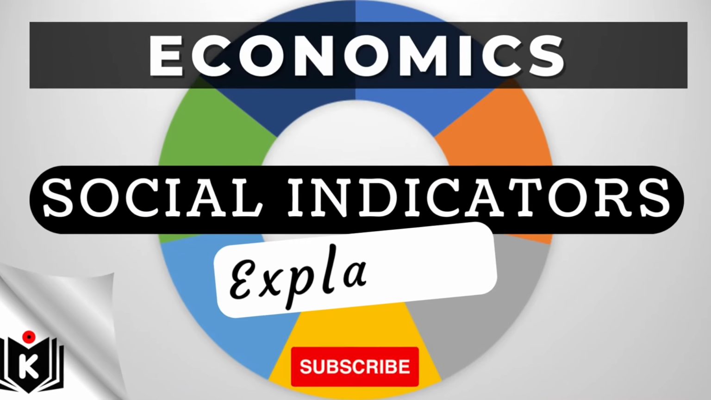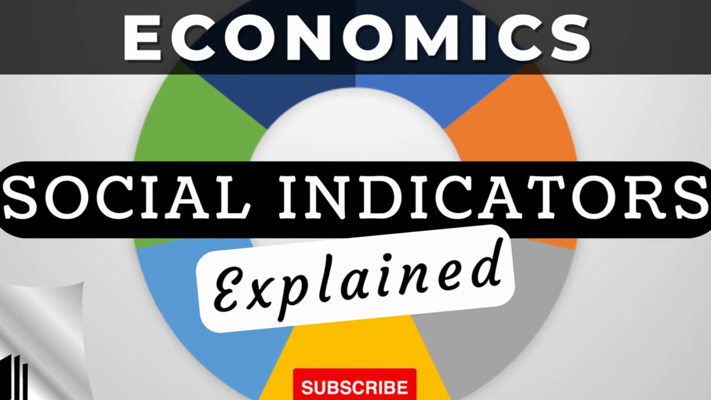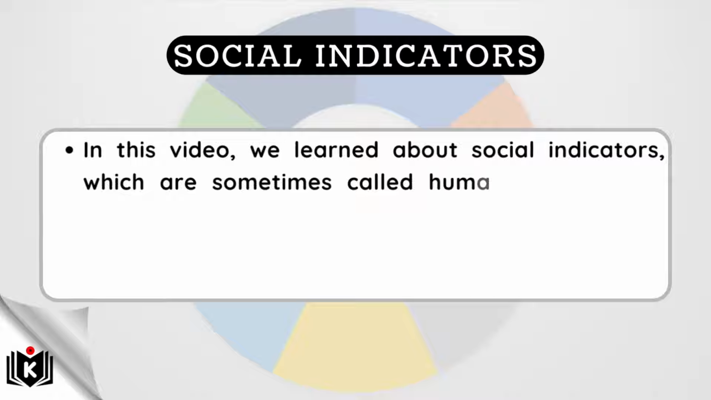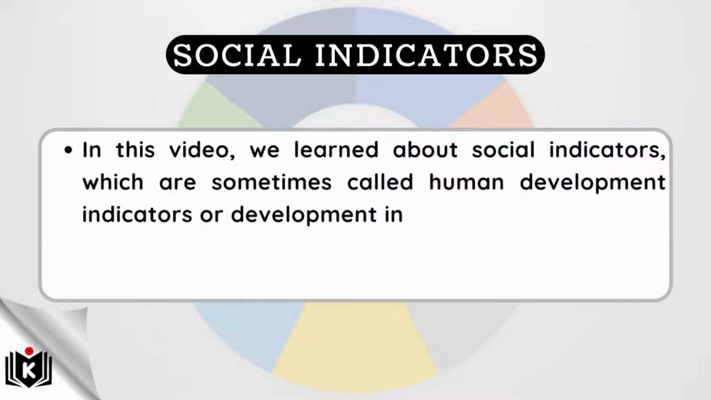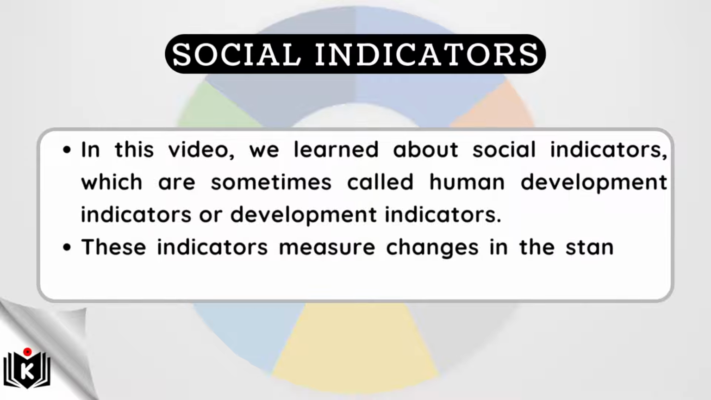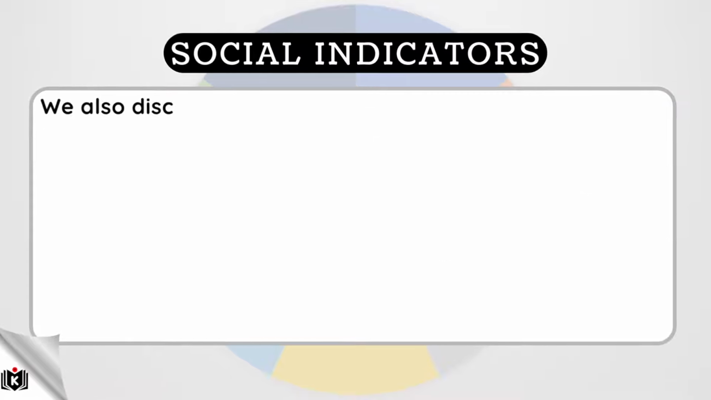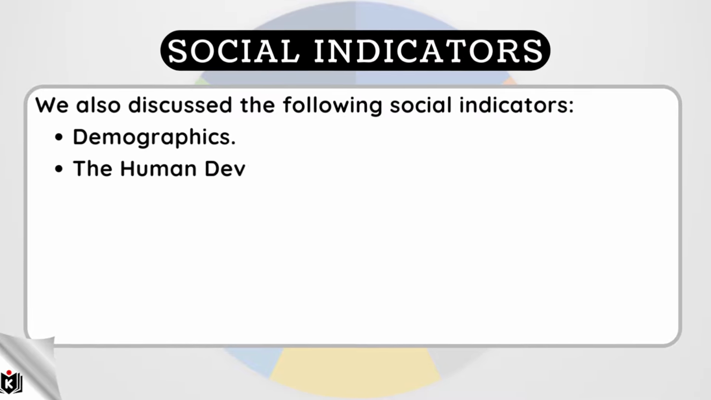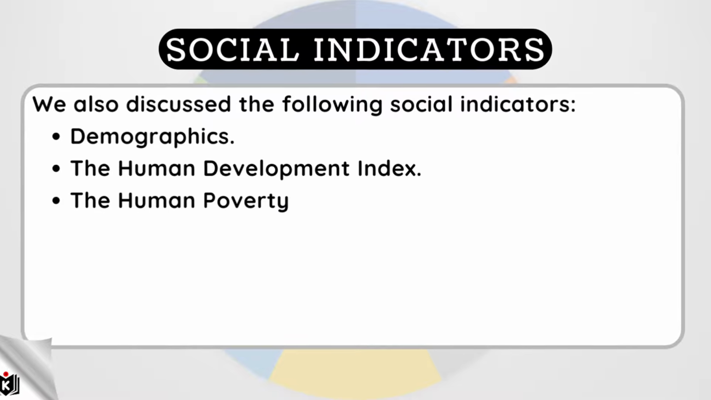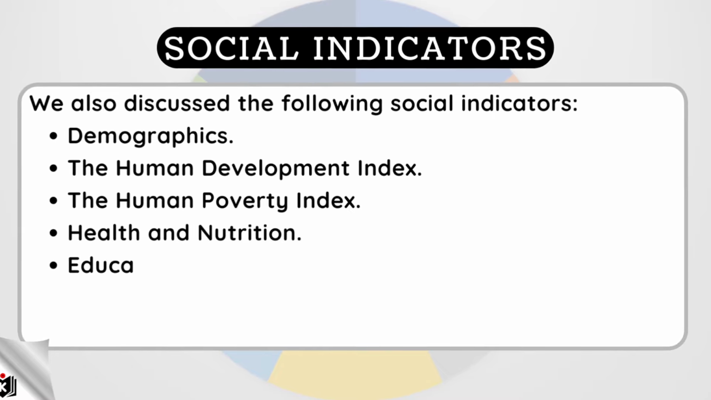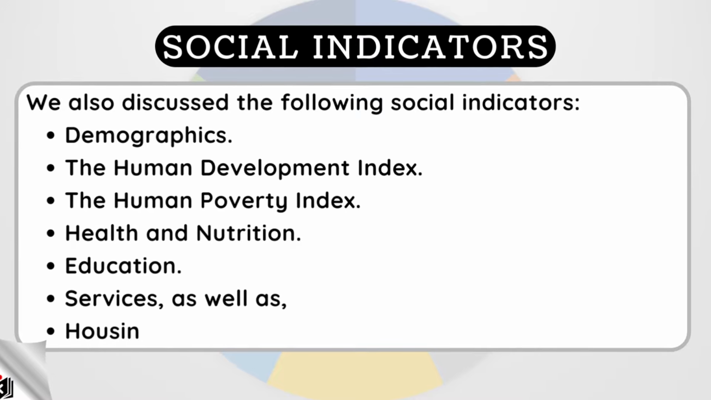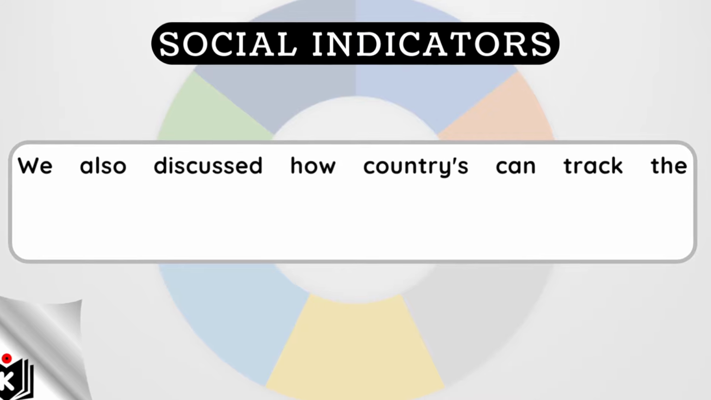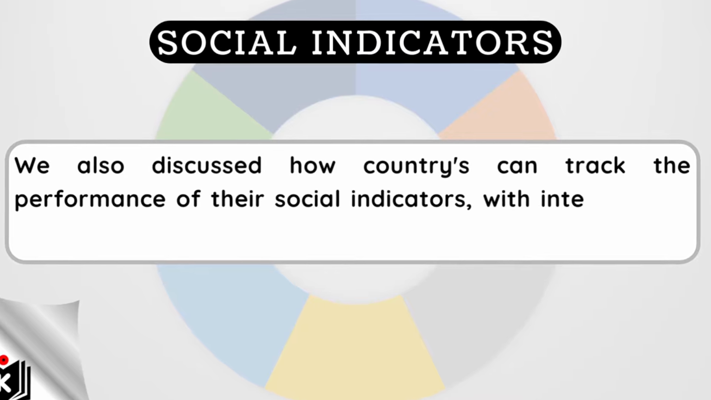Now back to today's topic. Just to recap on what we covered, in this video we learned about social indicators, which are sometimes called human development indicators, or development indicators. These indicators measure changes in the standard of living. We also discussed the following social indicators, which are demographics, the Human Development Index, the Human Poverty Index, health and nutrition, education, services, as well as housing and urbanization. We also discussed how countries can track the performance of their social indicators with international standards.